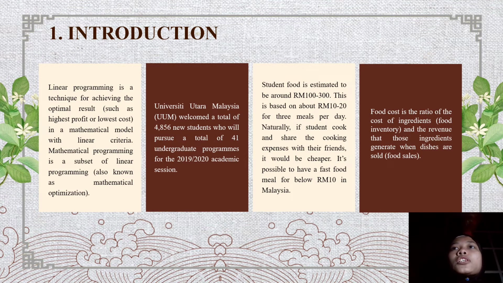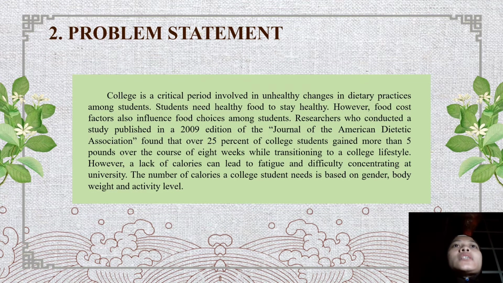Food cost is the ratio of the cost of ingredients, food inventory, and the revenue that the ingredients generate when dishes are sold, which is food sales. Problem statement. College is a critical period involving unhealthy change in dietary practice among students. Students need healthy food to stay healthy. However, food cost also influences food choice among students.